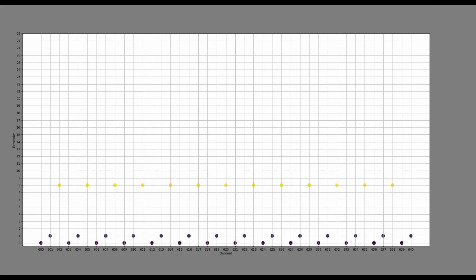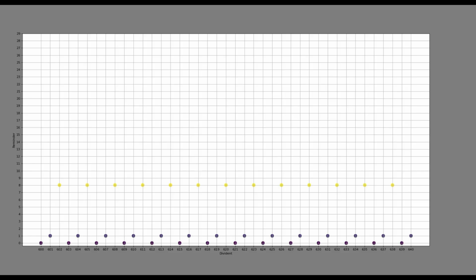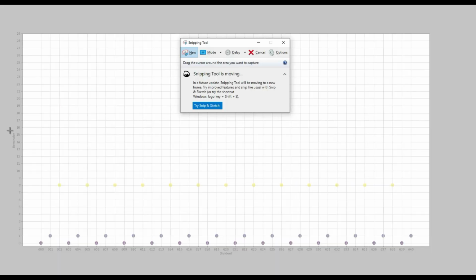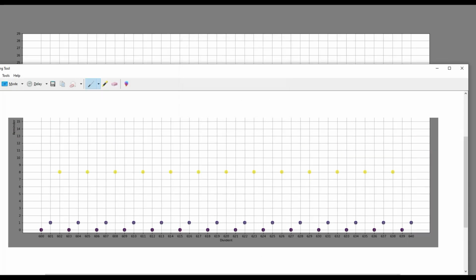So the question was 9m plus 1 and 9m plus 8. So that's the question, right? Let's verify that. Yes, 9m plus 1 and 9m plus 8. So that's what we got. So the pattern is right. Obviously the question is right, but yeah, we saw the pattern as well using our coding.